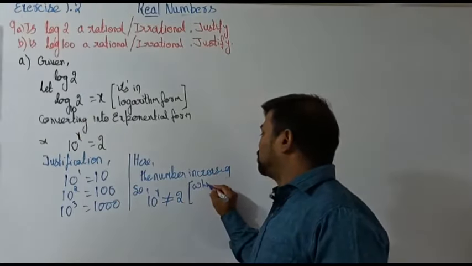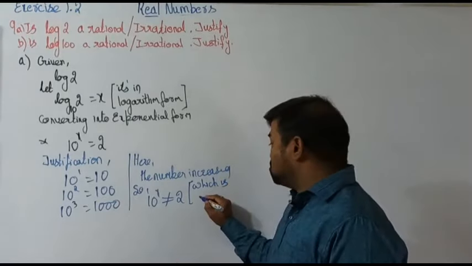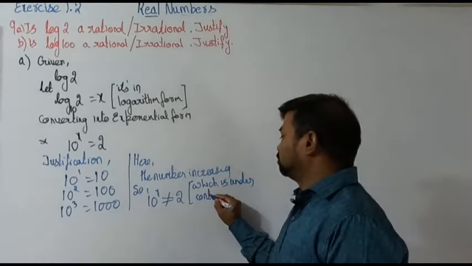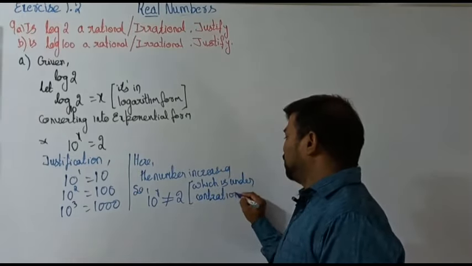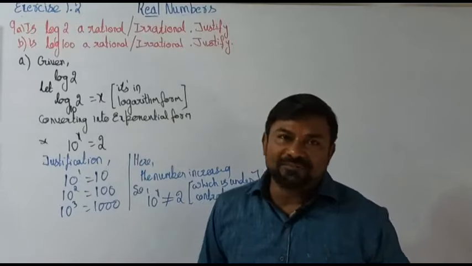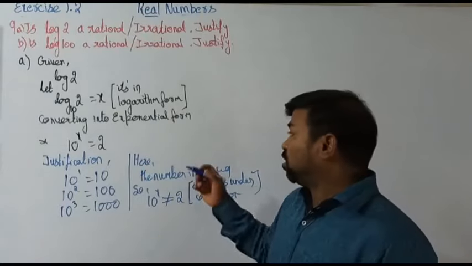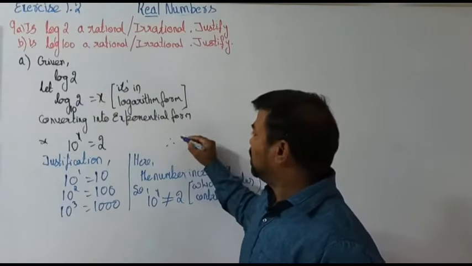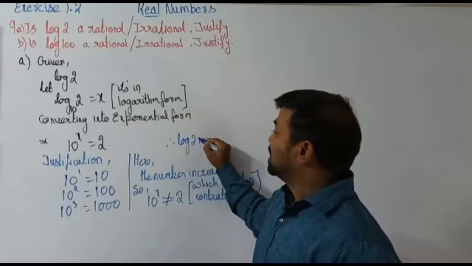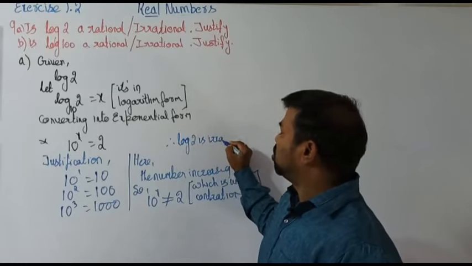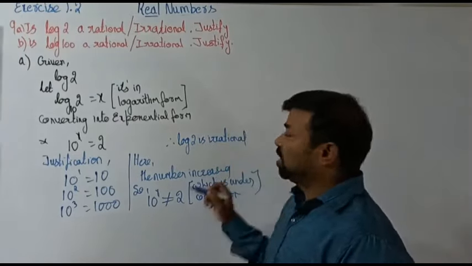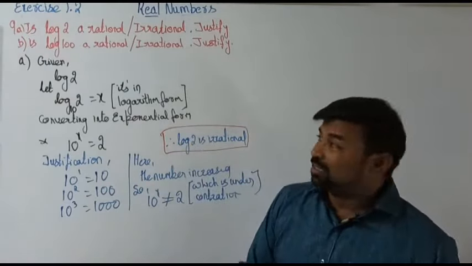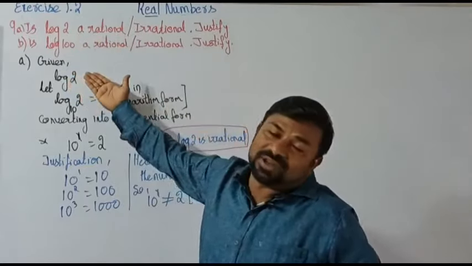Which is impossible, a contradiction. Why? Because 10 to the power x can never be 2, which is against the rules. Therefore, what we can say is that log 2, as we have taken, is irrational. That is what you have to remember. That's the important, tricky one. You have to consider this. I like to repeat this: whatever he has given as log 2.